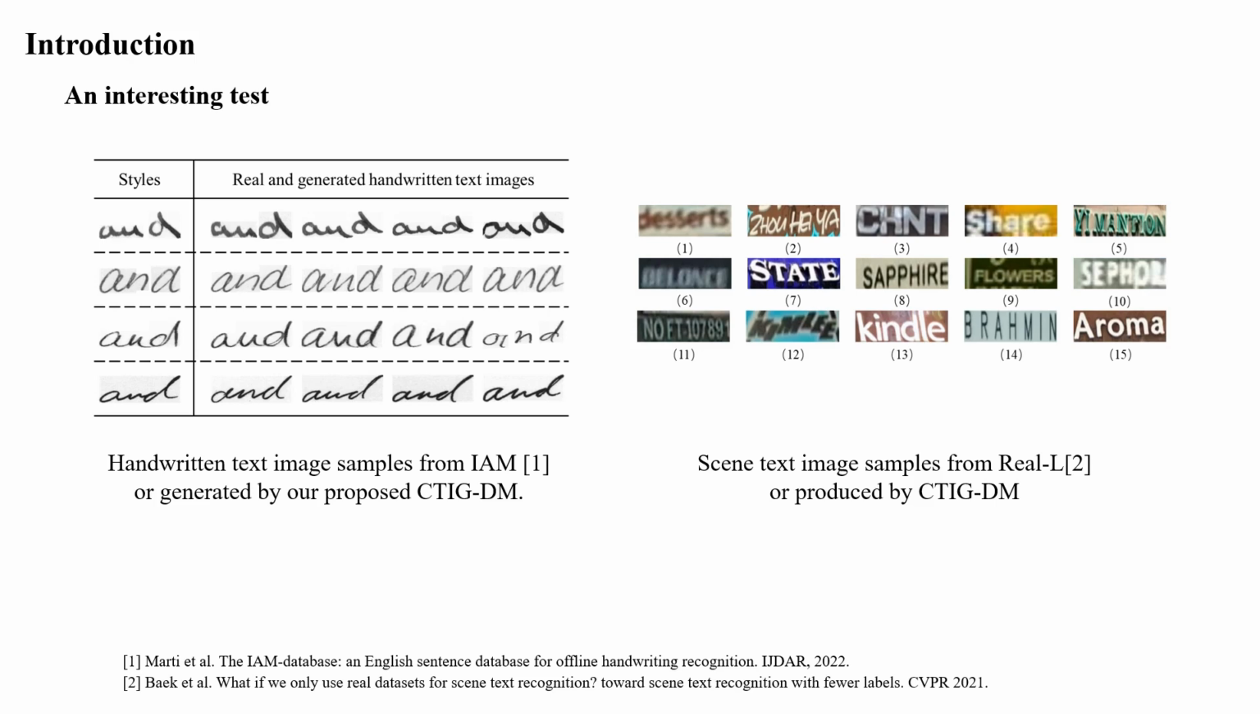Now we reveal the answer. On the left, the real images are the first and last of each row. On the right, the real images are even numbered. It can be seen that the quality of the images generated by TIG-DM is quite high, that one can hardly tell them from real images. If you can tell, you've got eagle eyes.